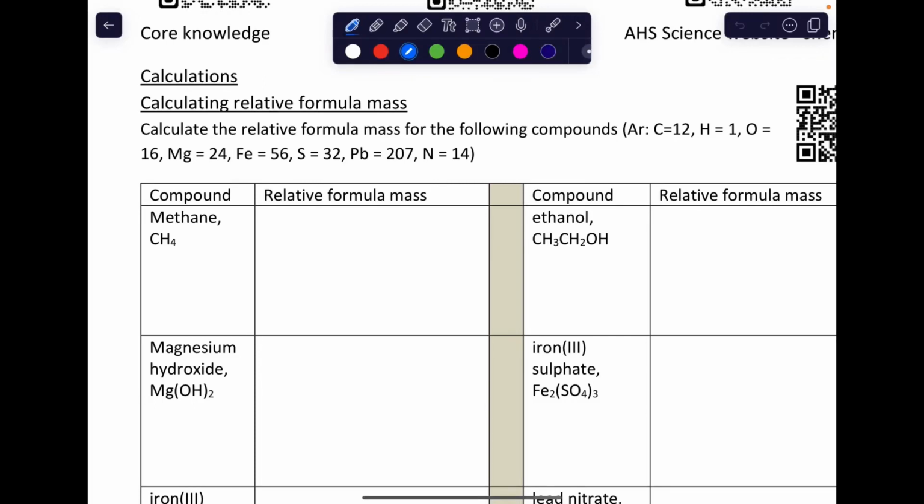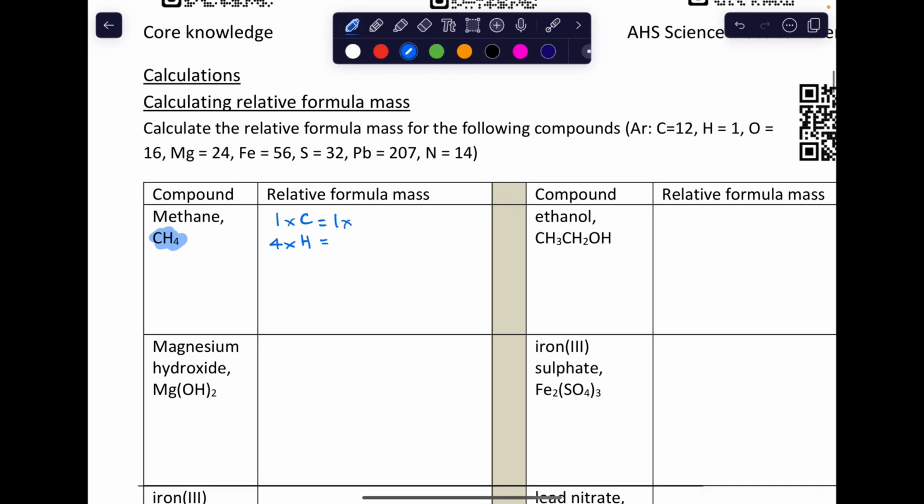Okay, so to do these questions, what we have to do is work out the mass of the formula. So in this first one, here is the formula, and I can see from this that there is 1 carbon and 4 hydrogens. What we then do is we go to the periodic table and we find the relative atomic mass. I've actually included them here to help you. So I see the mass of carbon is 12 and the mass of hydrogen is 1. So let's swap those in.